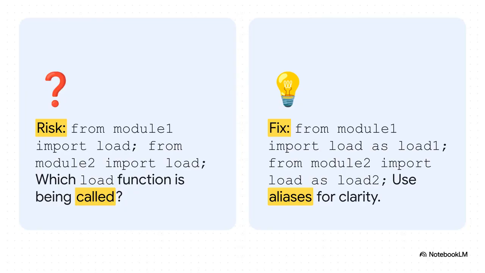On the left, you see that risky code. It's totally ambiguous which load function gets called. But on the right, we use an alias with the as keyword. We just rename them to load1 and load2. And just like that, the problem is gone. The code is now explicit, it's safe, and everyone knows exactly what's happening.